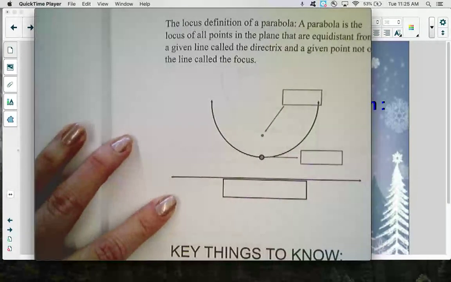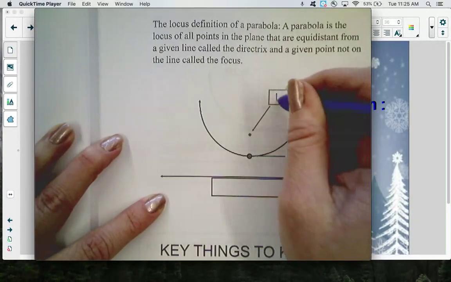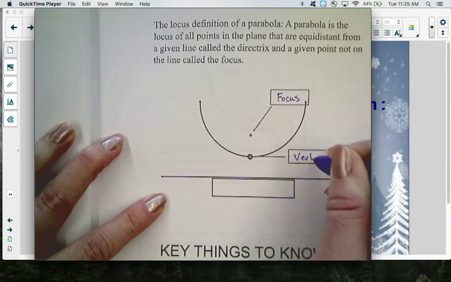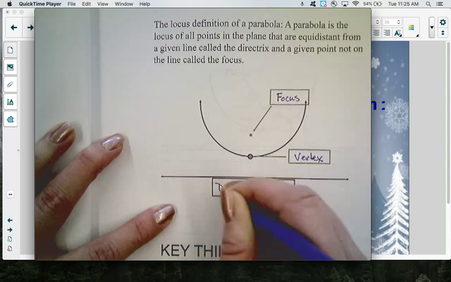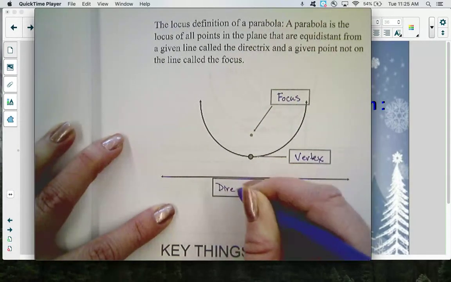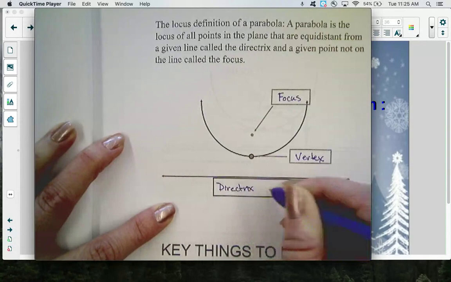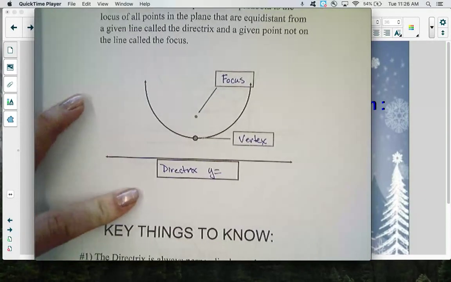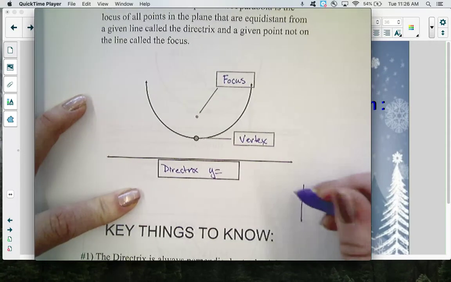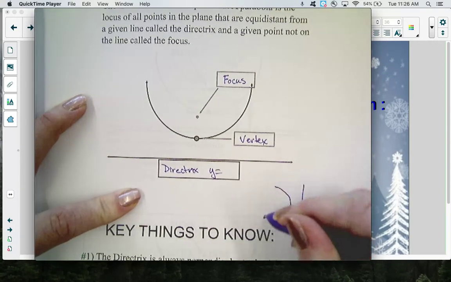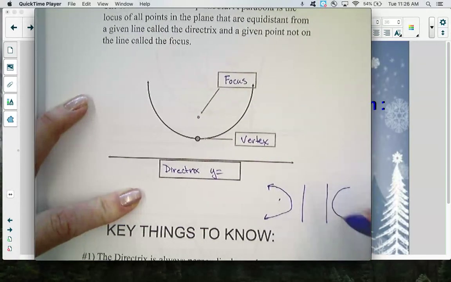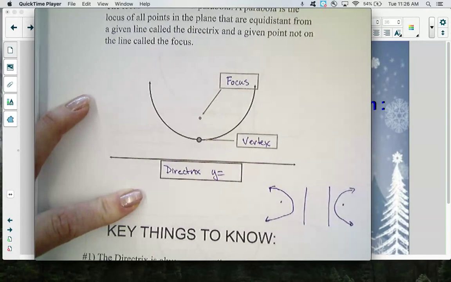All right, so if you look on the next page, this is the official locus definition. I'm not even going to read it, but we're just going to summarize that one more time. Focus, vertex, and your directrix, which is actually always a y equals equation. What you're going to learn in pre-calc is that this example can also happen to the left and to the right, but that's pre-calc.